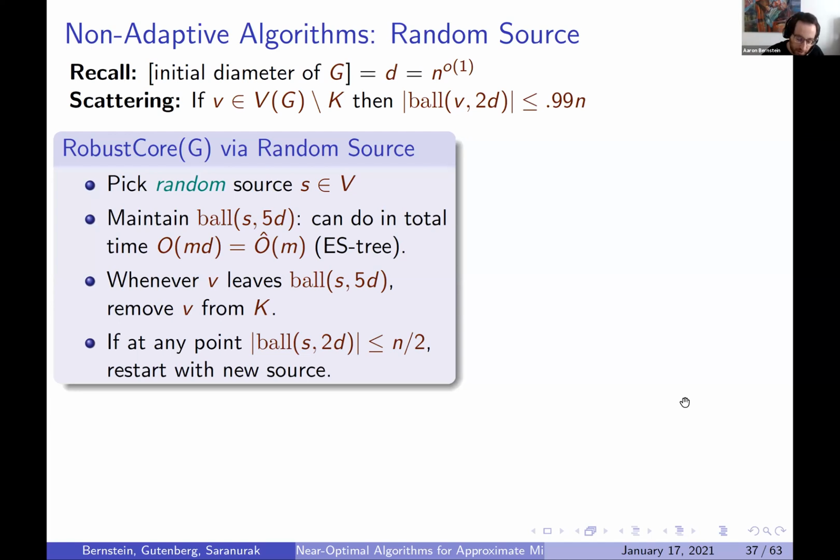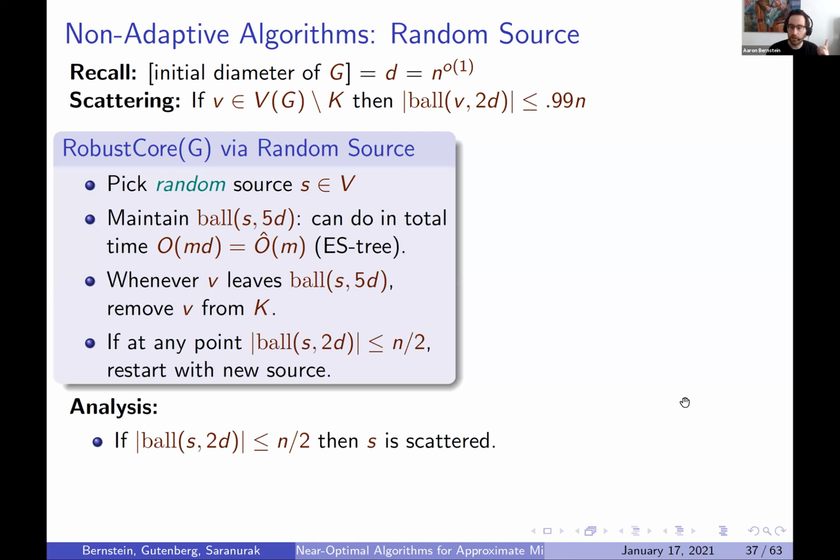So let's think about the analysis. So picking one source is easy. As long as you have one source, you can do it in, like, linear time. So really the whole analysis is about showing that you're not going to need to have too many sources. And the argument is as follows: when do we terminate a source? Well, we terminate it when the ball around that source has become small. But that means that the source has now become scattered, meaning we should throw the source out of the core. If the ball around that source is small, that means that source is far from much of the graph, so we can throw it away.